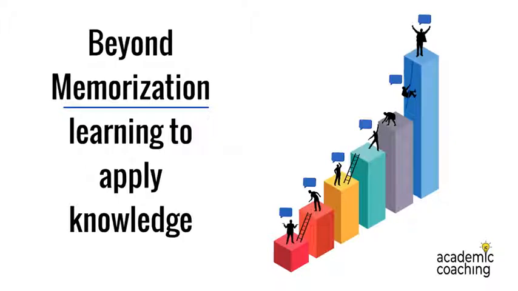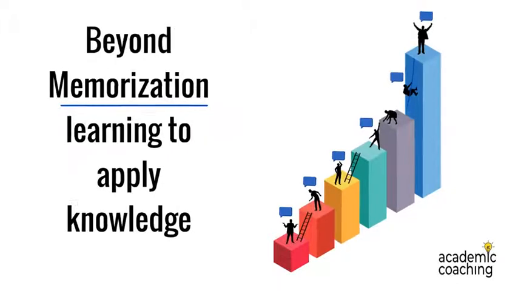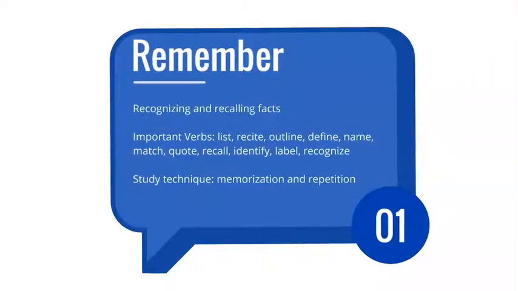So what I'm going to do is walk you through the taxonomy, talk about the different stages, and show you some examples of ways that you can study at each stage. So here we go. Our first stage is the remember stage. So very basic. This is something we've done since kindergarten, right? Is remember, being able to recognize and recall facts.